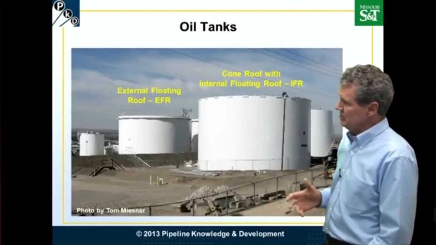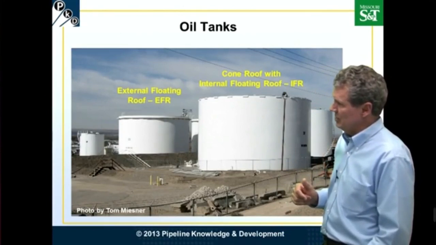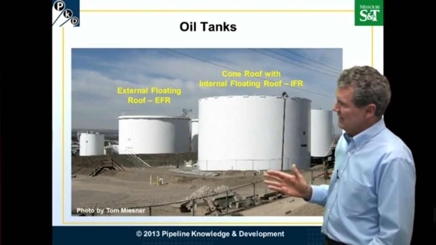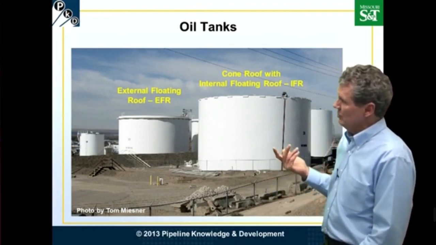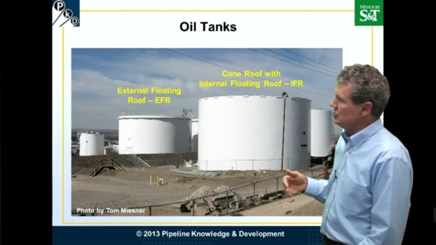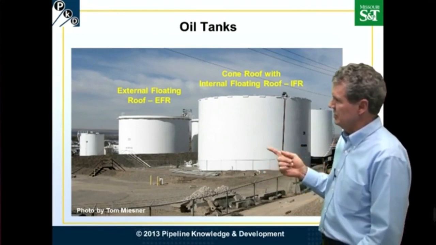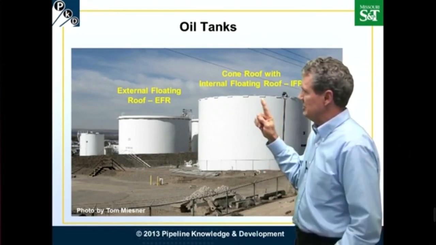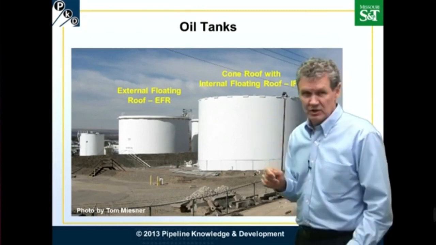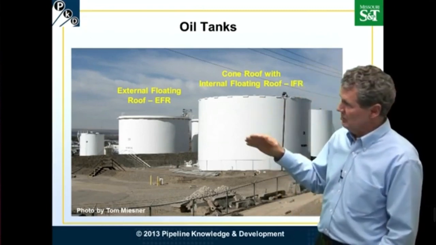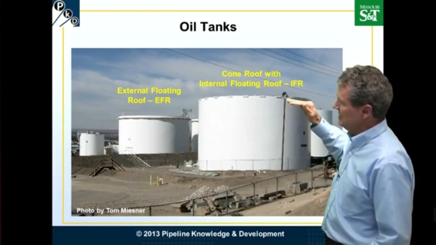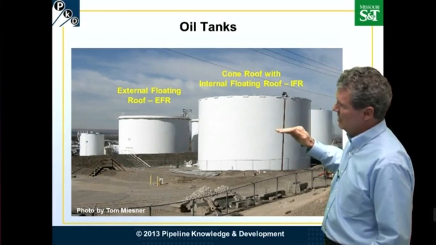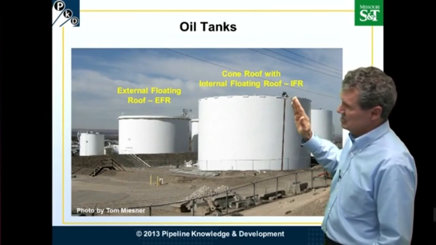Picture of a couple tanks here, very standard in a refined products terminal. On the left, we have an external floating roof tank, EFR. And over here on the right, we have a cone roof with an internal floating roof, an IFR. If you look at this cone roof tank, you can see up here there are little openings that look like vents. And those are what they are. They're vents so that whenever the roof in this tank floats up and down, if it comes down, it can allow air to be drawn in. If it comes up, then whatever's above the roof will be displaced out.